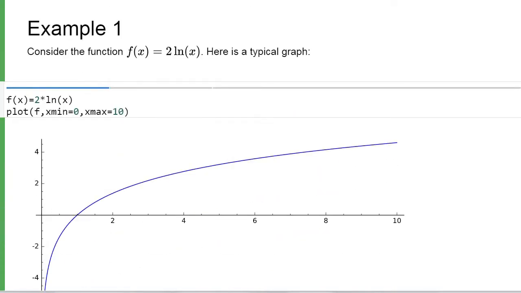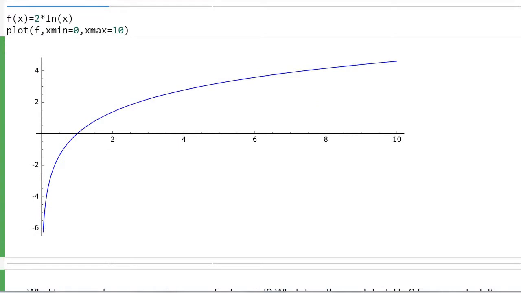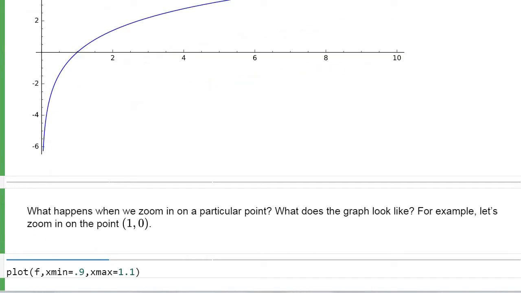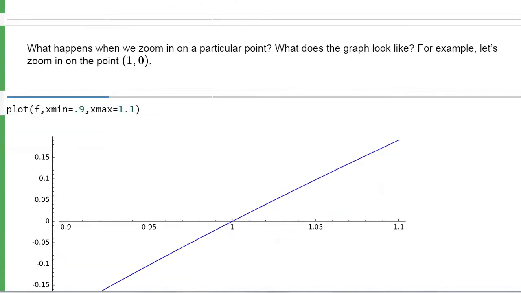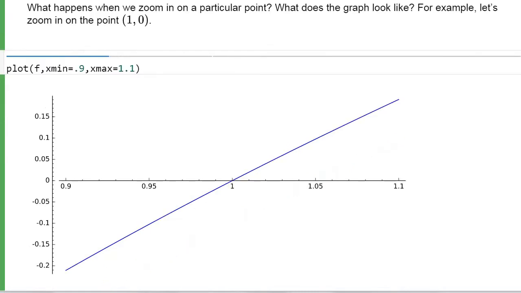This is 2 times the natural log of x, and here is a typical graph of that function, and you can see this is not a straight line, it has a nice curve to it. What happens if we choose a particular point and zoom in closer? So I'm going to choose the point (1, 0), just arbitrarily chosen, nothing special about that point, just choose something. And I'm going to zoom in there.